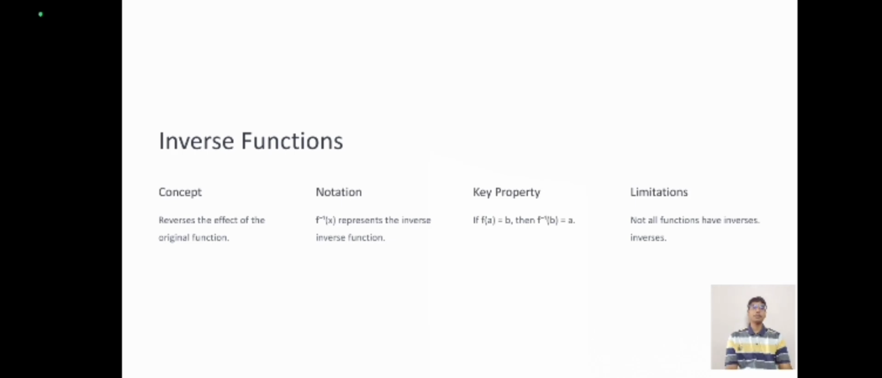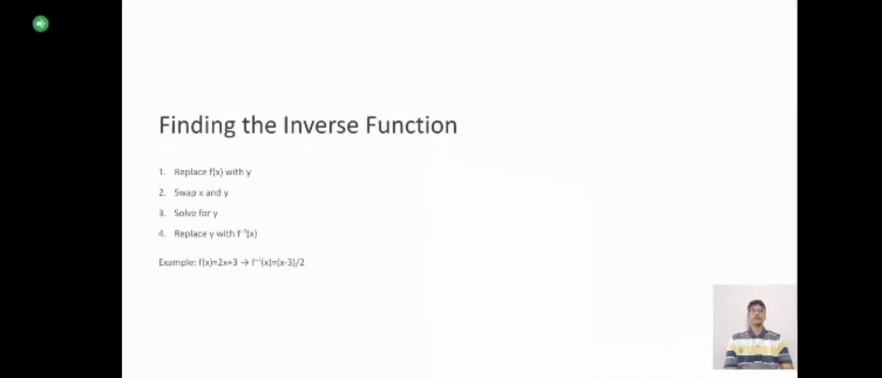Why does this matter? Because in real world scenarios, you often want to reverse a process. For instance, if you know the result of a temperature conversion from Celsius to Fahrenheit, you might want to convert it back. This is where the inverse comes in. In summary, inverse functions are useful whenever we need to reverse or backtrack a mathematical process.